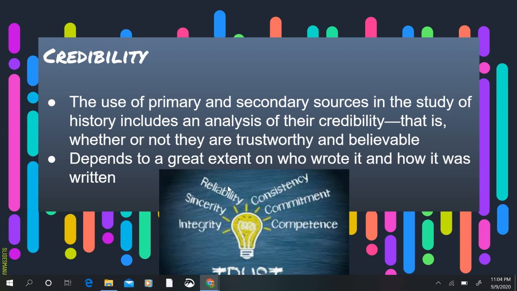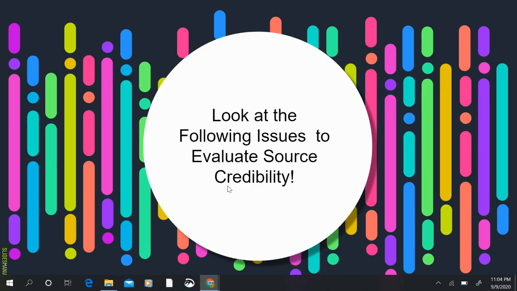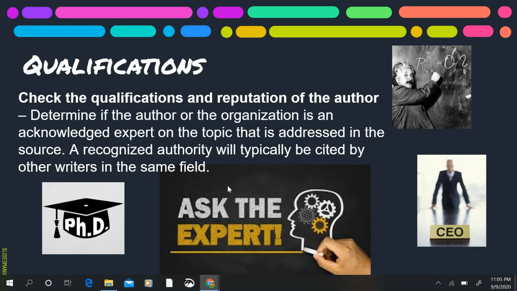You have to really look at who wrote it, how it was written, what was the motivation behind writing it, what's the perspective. All of those things are things that we will be looking at here. So these things that I'm about to talk about are the things that you will need to be applying next week. So you really need to be able to identify what are the various things we need to look at in primary and secondary sources to determine if they are credible or believable.